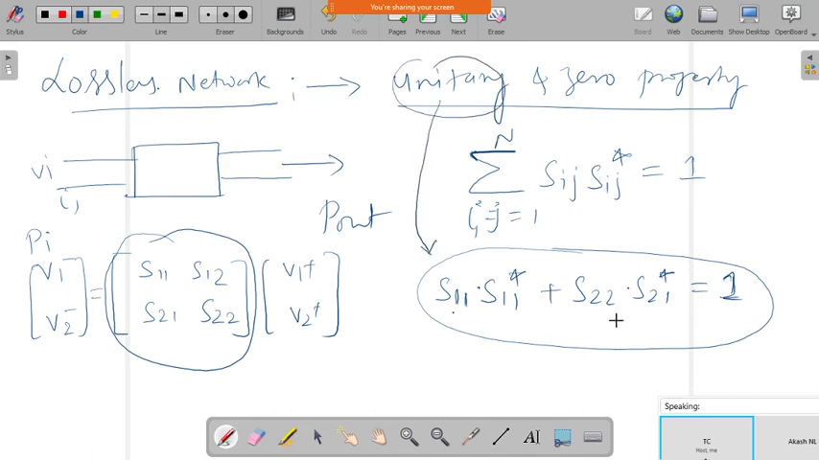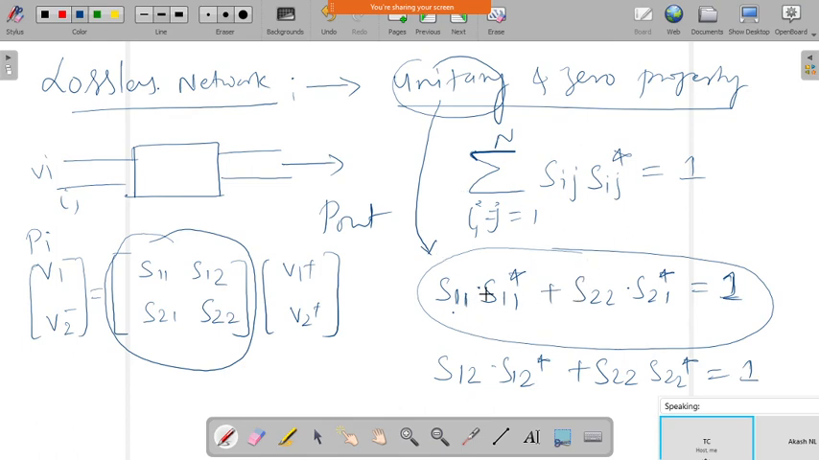So that is what the condition is. If the network is unitary, then it should satisfy this condition. Similarly we can write S12 into S12 complex conjugate plus S22 into S22 complex conjugate, which is equal to 1. So this is what the unitary property says.